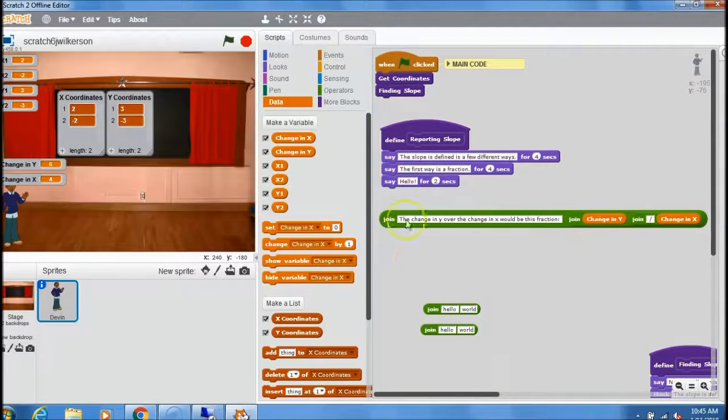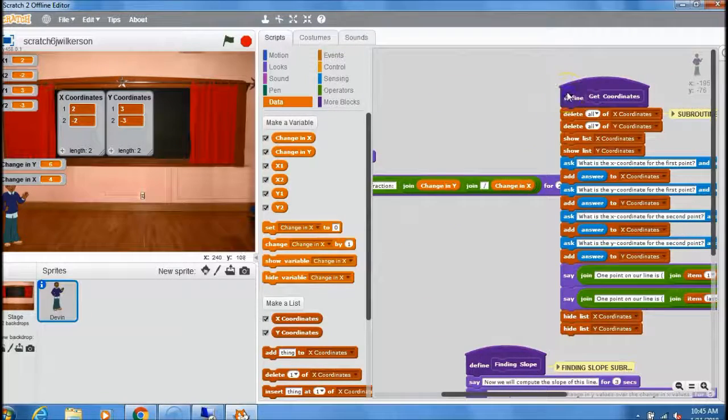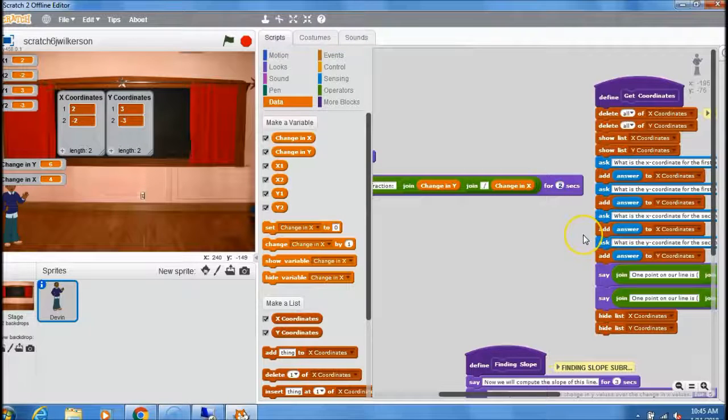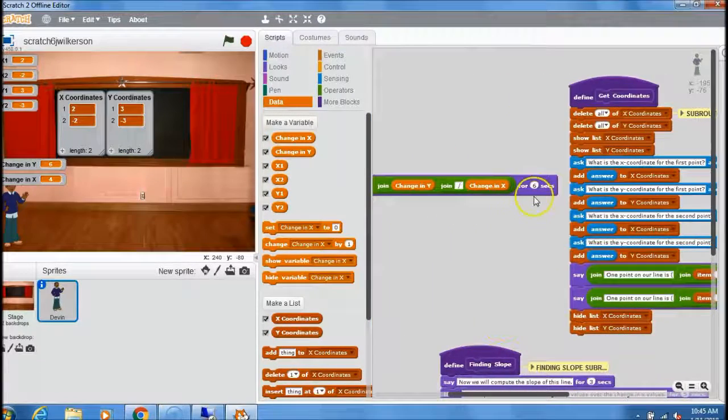Watch this. This is just so cool. And I am pretty proud of this. In fact, I'll show that for 6 seconds just so I can look at it and be proud. Alright, the slope is defined in a few different ways. The first way is a fraction. The change in y over the change in x would be this fraction, 6/4. Isn't that cool? Oh, that wasn't 6 seconds, was it? That wasn't long enough for me to enjoy my work. Let's try 8 seconds.